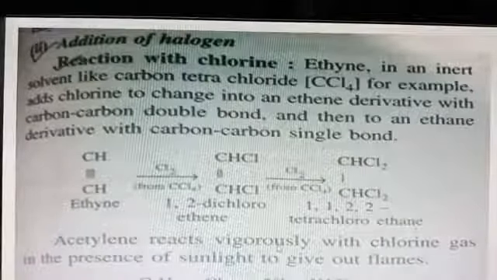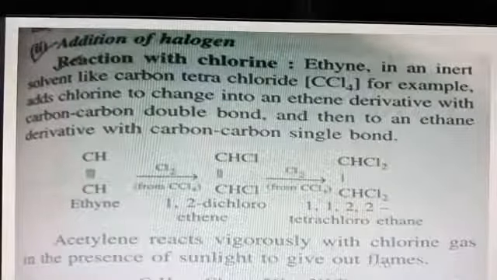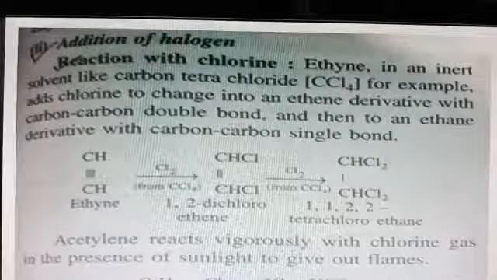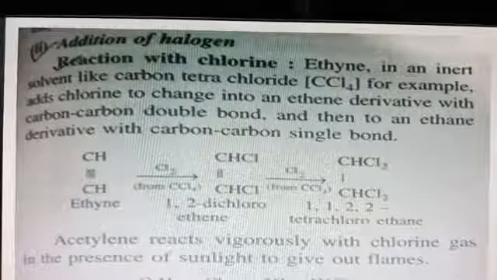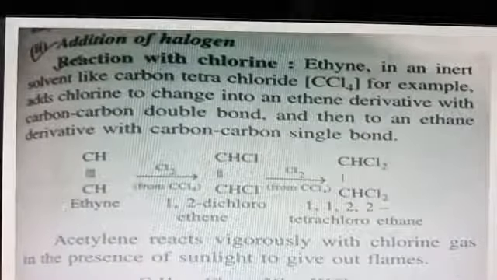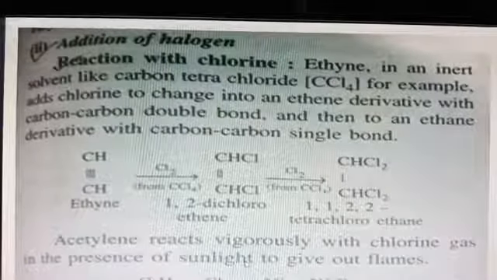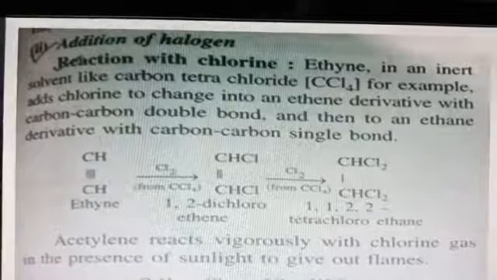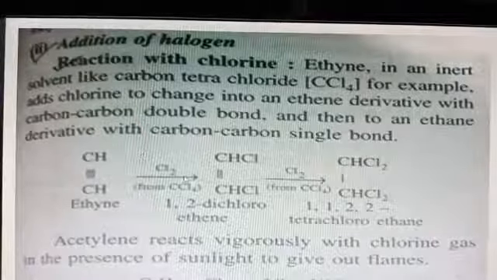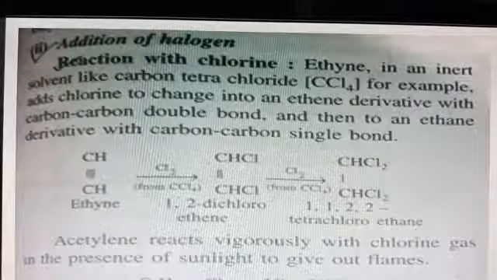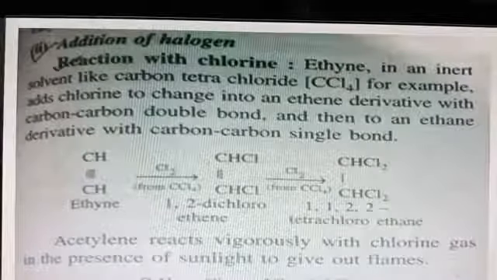Acetylene reacts vigorously with chlorine gas in the presence of sunlight to give out flames. When acetylene reacts with chlorine in the presence of sunlight, it forms carbon along with hydrogen chloride. In the presence of sunlight, this ethine can react vigorously. So we have to do this reaction in the absence of sunlight. In the absence of sunlight, we can do this reaction to get tetrachloroethane or 1,2-dichloroethene.